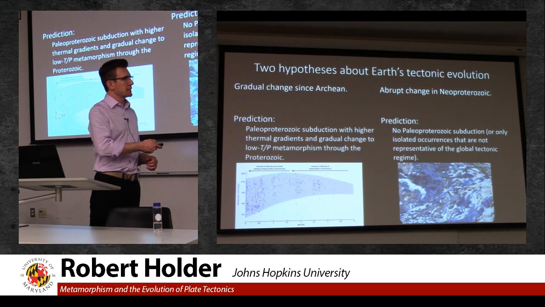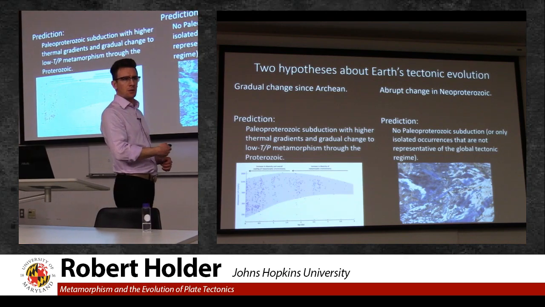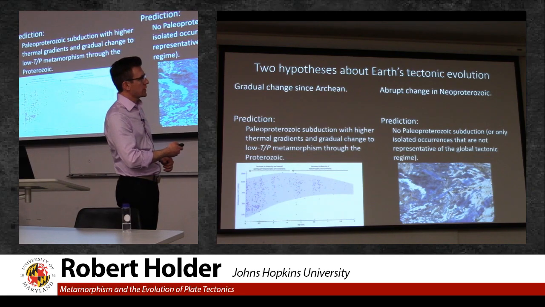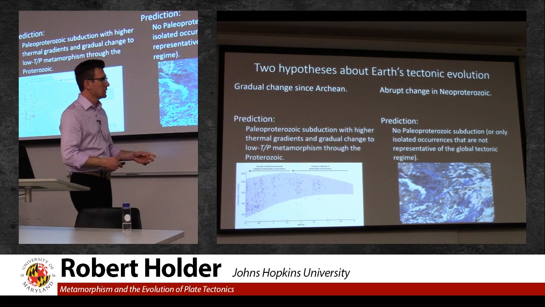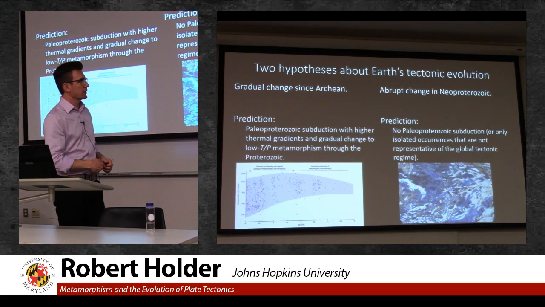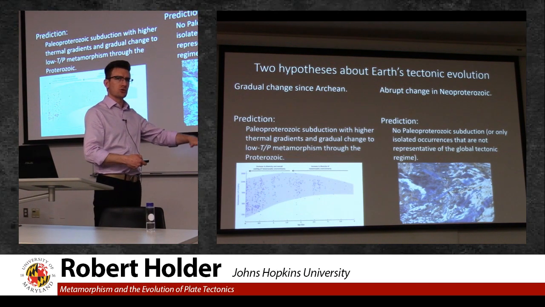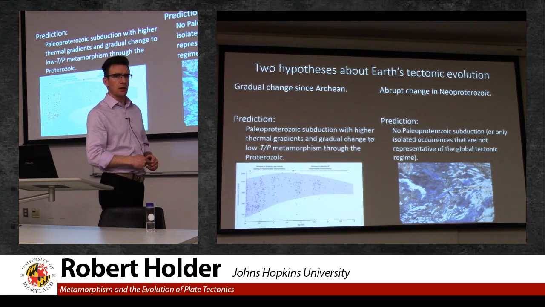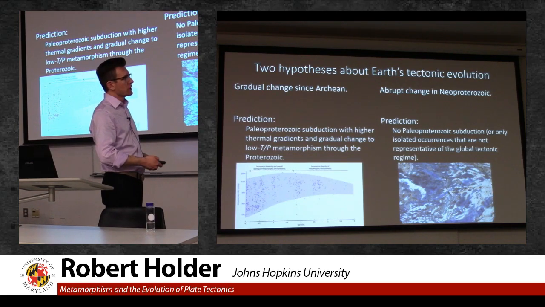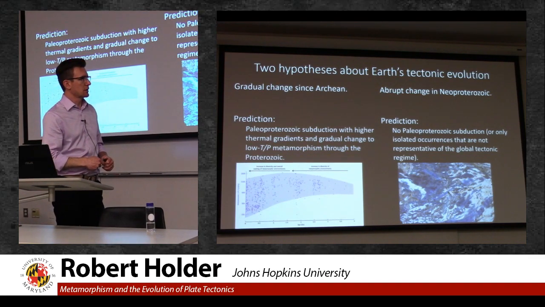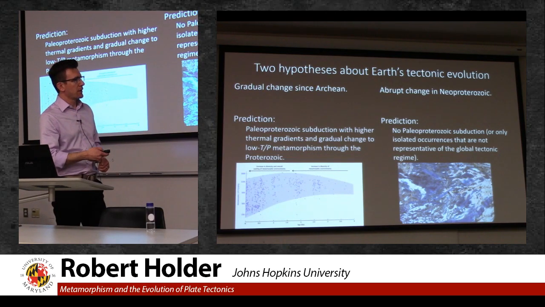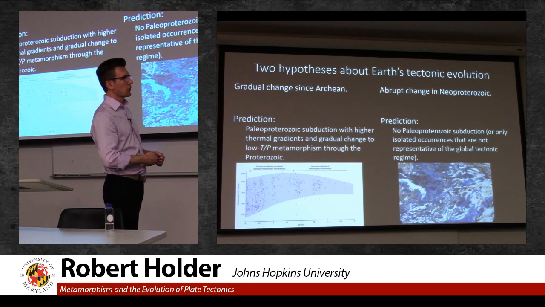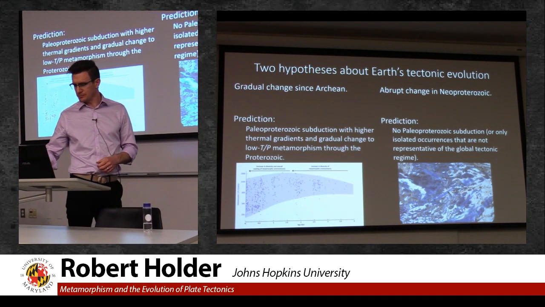And what's particularly important is that each of these models gives us a different prediction. These models are only really valuable if they can be tested in some way. The model of gradual change predicts that Paleoproterozoic subduction should be observable in the rock record, but with higher thermal gradients, so higher temperatures relative to the pressures that they're at, and a gradual change from that type of metamorphic belt through to the modern could be observed. Whereas this lack of change until the Neoproterozoic would predict that there was no subduction or only isolated occurrences that aren't representative of the global tectonic regime at that time.